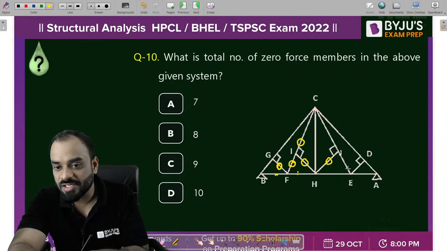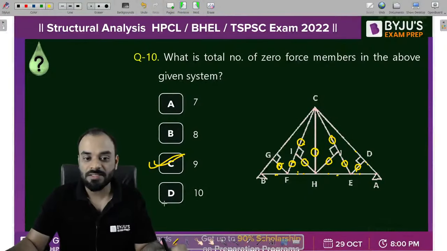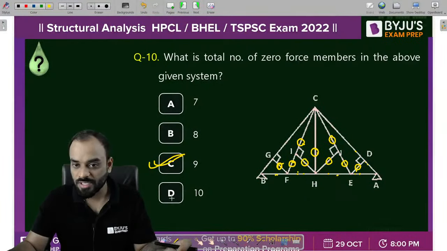Similarly, you can analyze this one also, guys. These two members are collinear. This one is non-collinear. Make it 0. Remove it. These two collinear, non-collinear, make it 0. If it is 0, then this is also 0. Now remove this member, collinear, and this one is non-collinear. Make it 0. So how many members do we have which have 0 force? 1, 2, 3, 4, 5, 6, 7, 8, 9. C is the correct answer for the problem. 9 or 10? 9. Any other members, guys, which you want to add?